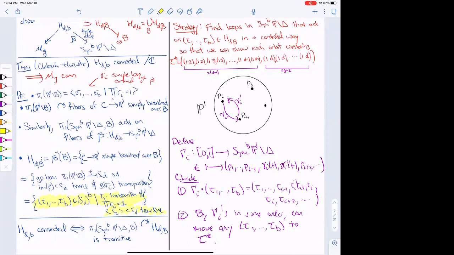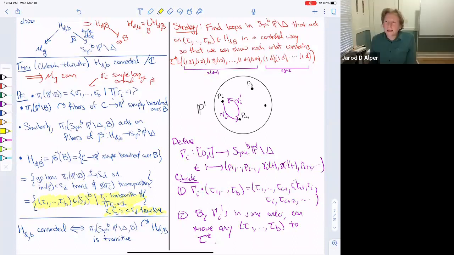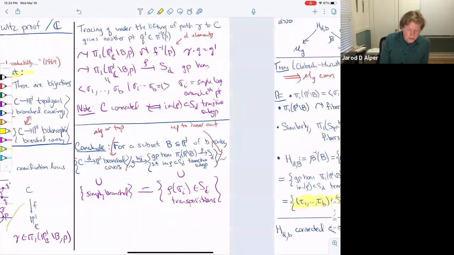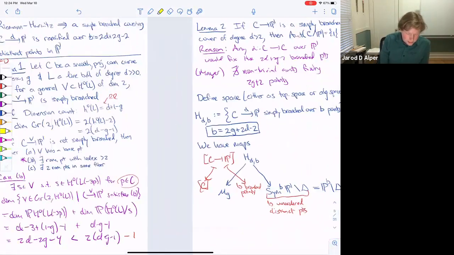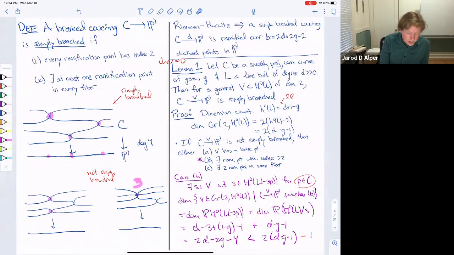More simply, why are they transpositions? Well, I think the idea is that it's a simply branched cover. Like if you had a different type of branching here, in these cases it would be like a product of two transpositions, and here it might be a 3-cycle. But yeah, I think you just have to check that directly. I don't have any other words of wisdom.